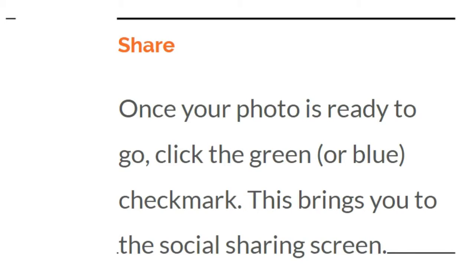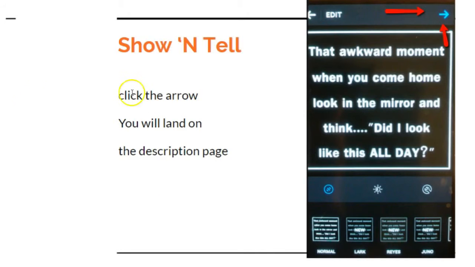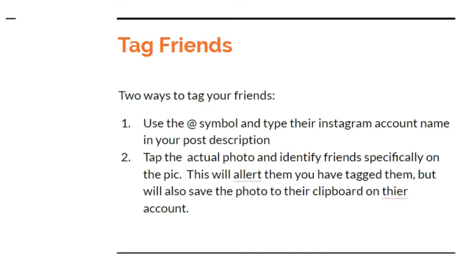Once your photo is ready to go, click on the green check mark, is what all the stuff that I researched said, but in my case it was a blue check mark. This is going to bring you to a social sharing screen. So you see, here is that blue button. Again, here's where we do that auto enhancing. And then what's going to happen is when you click this, it's going to take you to another screen.